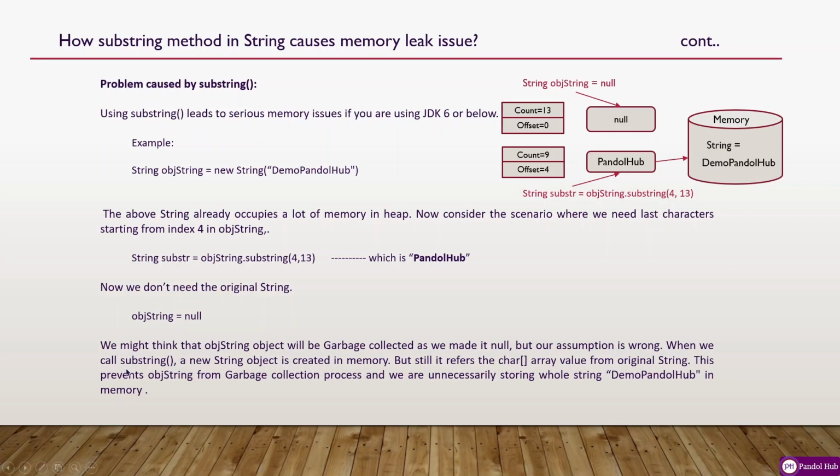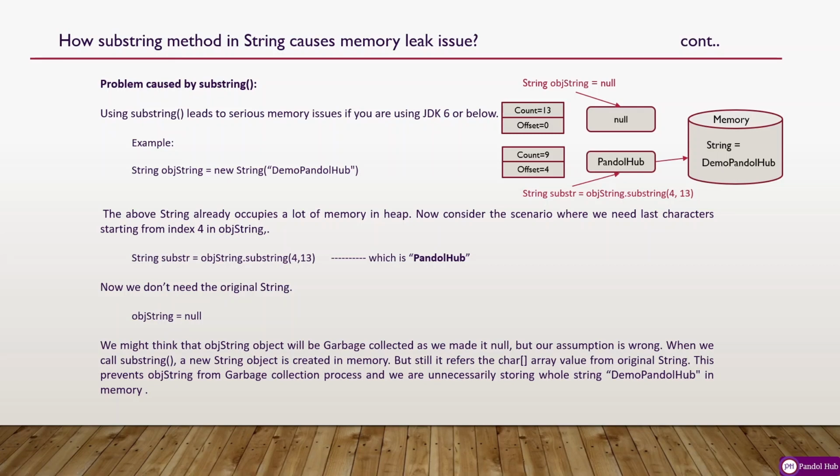But when we call substring, a new string object is created in memory, but it still refers to the character array value from the original string. This prevents the original string from being garbage collected, and we are unnecessarily storing the whole string in memory. So what does this line say? If we make the original string null, it will still not be eligible for garbage collection because the substring has a character array.